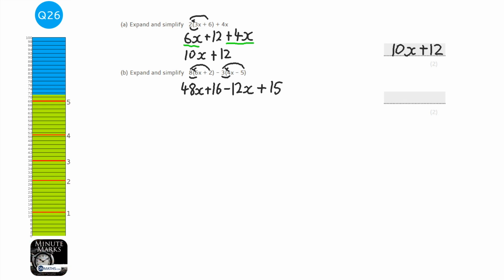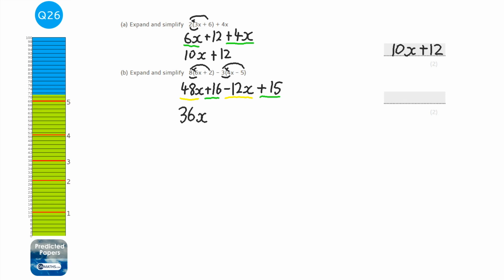Then we look for like terms, so we've got the 48x and the minus 12x, and we've got the plus 16 and the plus 15. So we want to do 48 take away 12, or 48x take away 12x. So if we take away 2, it's 6. If we take away 10, it's 36x.